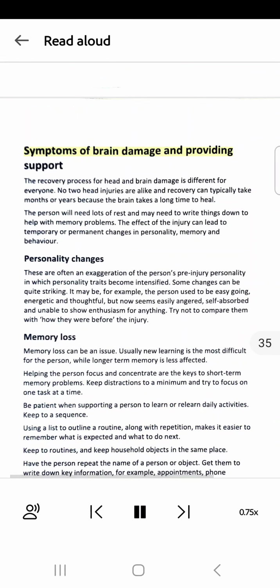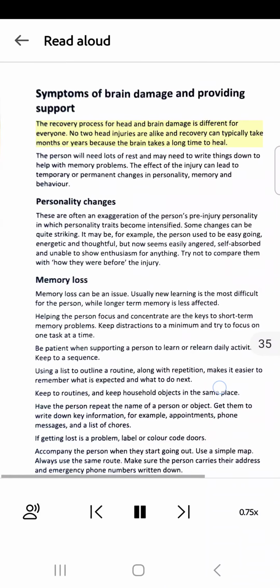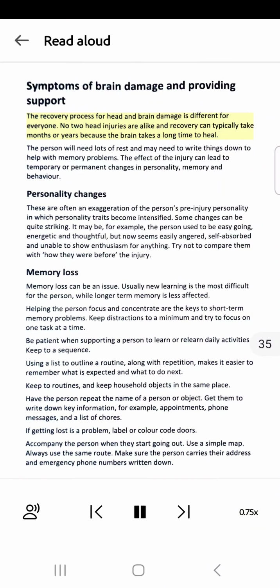31. Symptoms of brain damage and providing support. The recovery process for head and brain damage is different for everyone. No two head injuries are alike, and recovery can typically take months or years because the brain takes a long time to heal. The person will need lots of rest and may need to write things down to help with memory problems. The effect of the injury can lead to temporary or permanent changes in personality, memory, and behavior.